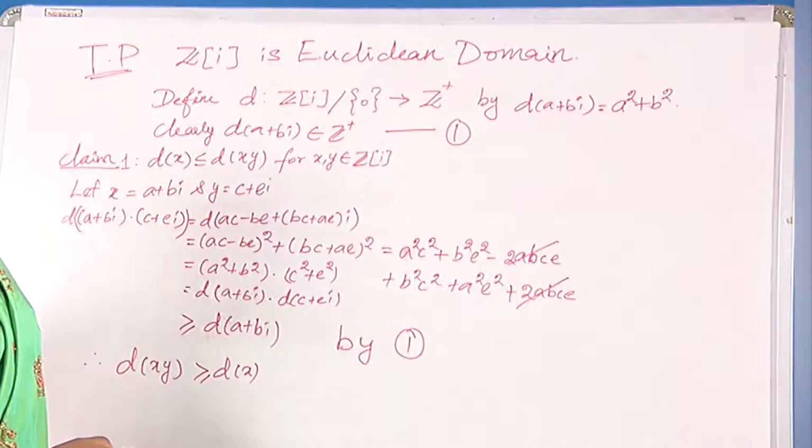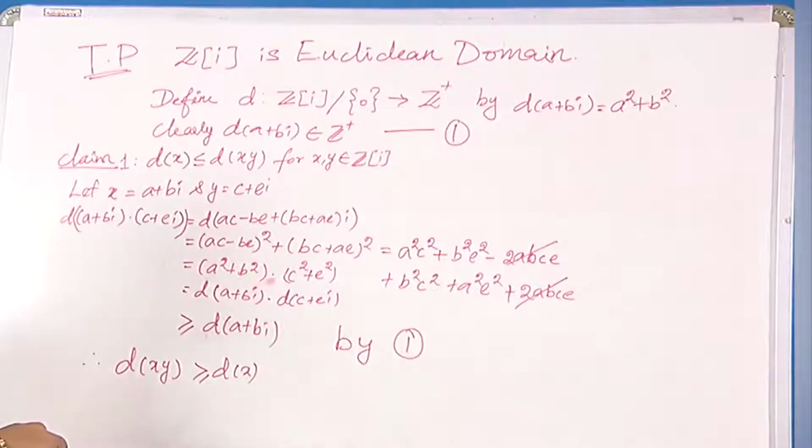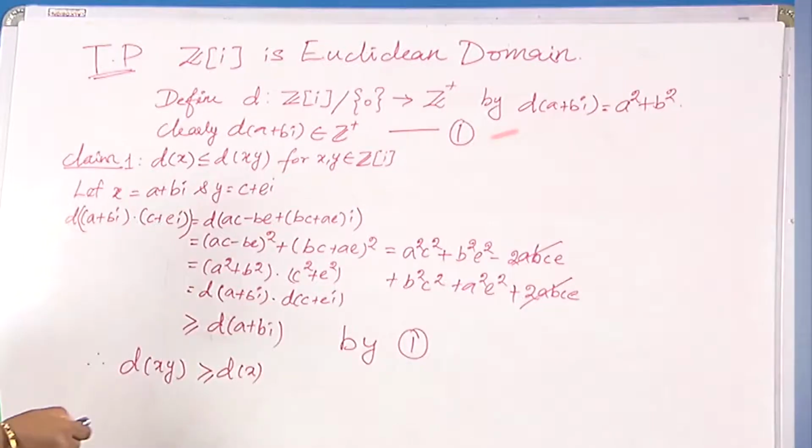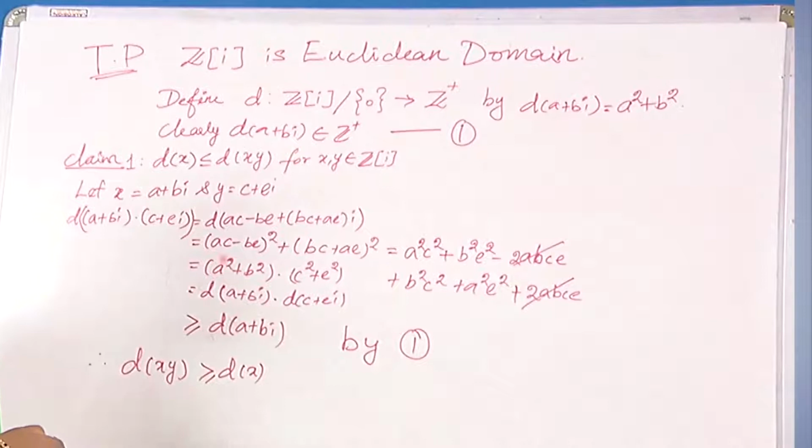So, when we expand this, it becomes A squared C squared plus B squared E squared minus 2ABCE plus B squared C squared plus A squared E squared plus 2ABCE. These two get cancelled and we are left with these 4 terms alone, and among these 4 terms we can take C squared common here, and here we can take E squared common among these 2 terms. So, after factorization it will become (A squared plus B squared) times (C squared plus E squared). By the definition, A squared plus B squared is nothing but d of A plus iB. Therefore, this will become d of A plus iB, and C squared plus E squared becomes d of C plus Ei.